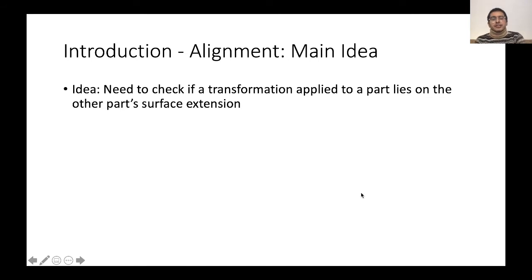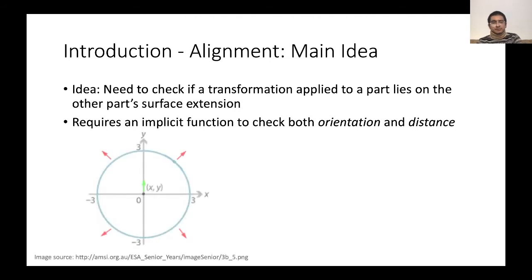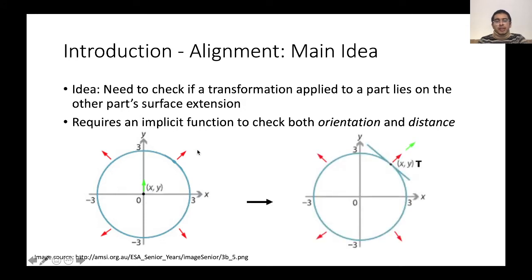The main idea behind this is to check, for a transformation being applied to a part, whether this part lies on the other part's surface. This requires an implicit function to check both the orientation and the distance. Given an example, let's say you have a point over here with a normal facing upwards and a circle implicit function with normals colored in red. If you were to apply transformation T, you would then check: does the point lie on the surface of this circle? Yes. Does the normal direction match? Yes, it does. So this is a good transformation to use to align both of the meshes.